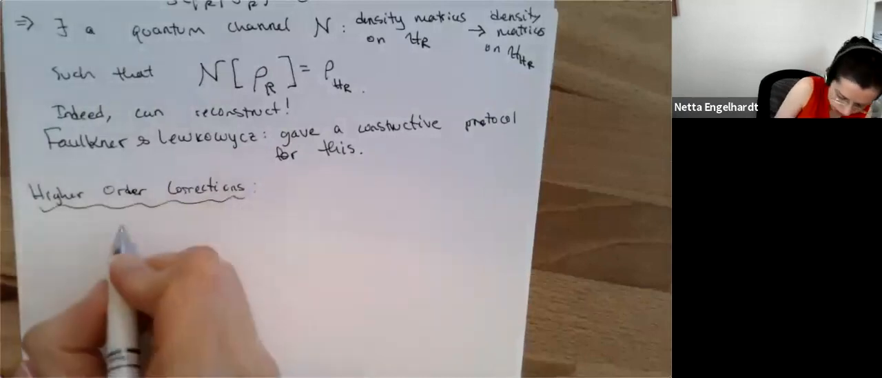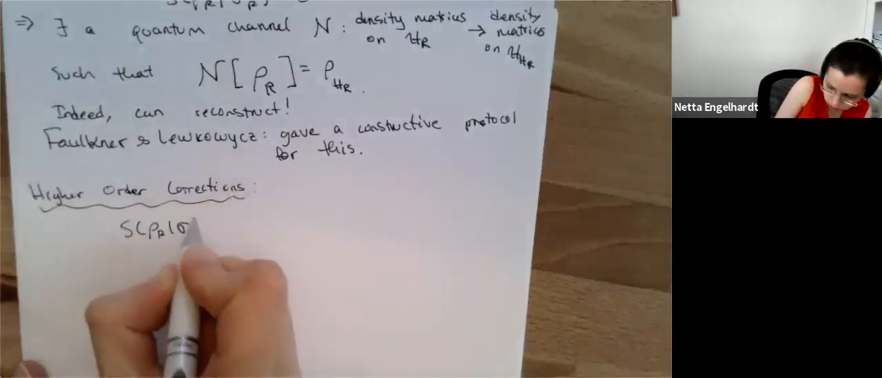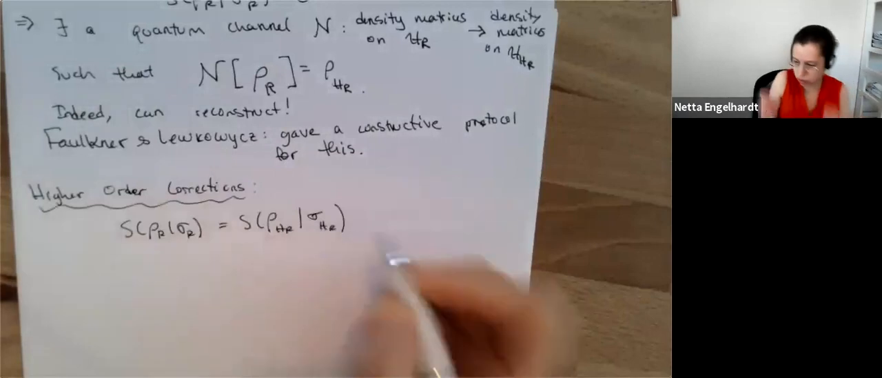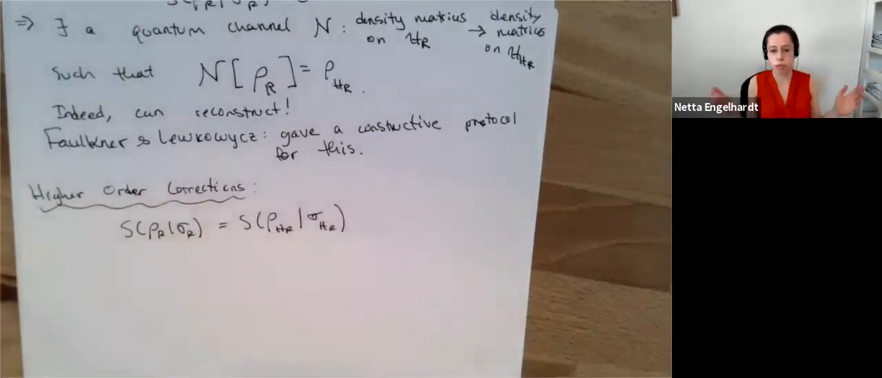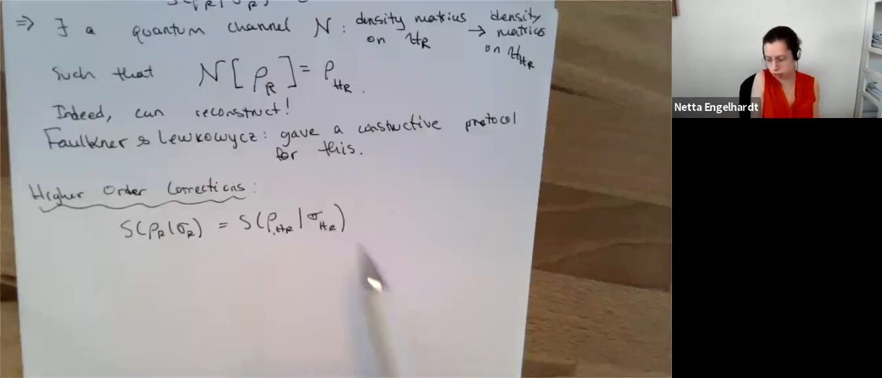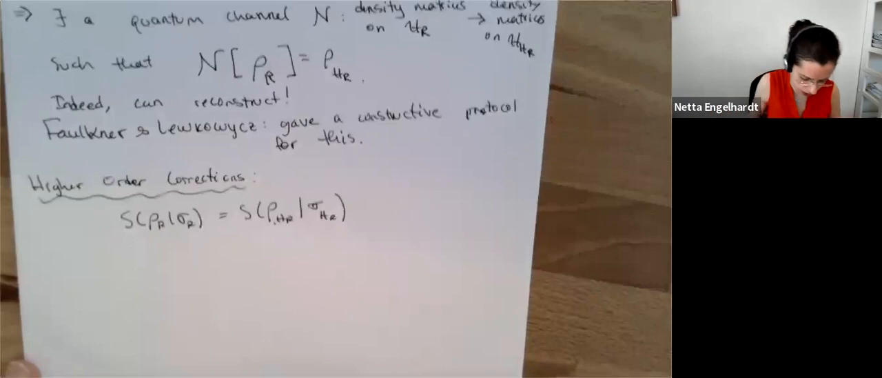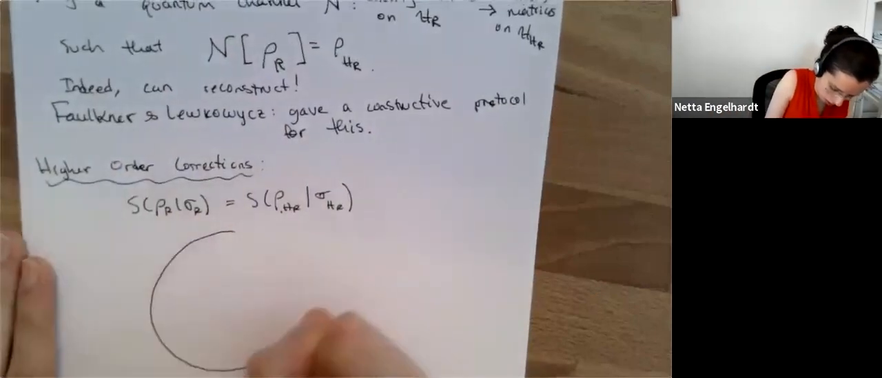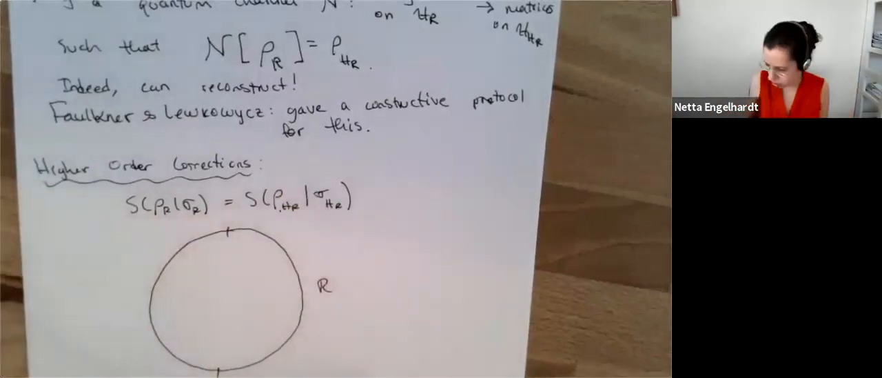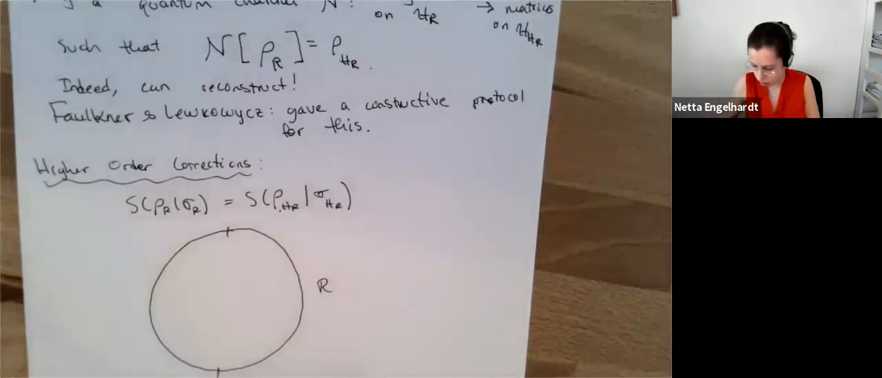So let's consider again the statement S(rho_R || sigma_R) equals S(rho_HR || sigma_HR). And now we're working to all orders in perturbation theory. So if we're including all quantum corrections, then we know that the quantum extremal surface in this state does not have to be the same as the quantum extremal surface in this state. So I'm going to see if I can draw a picture without it being too busy. So we have some R, it doesn't have to be half the boundary, it's just easier to draw this way.